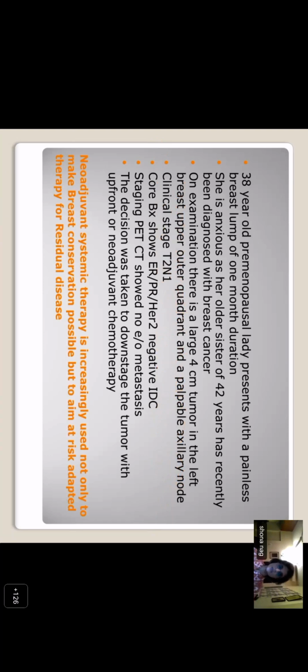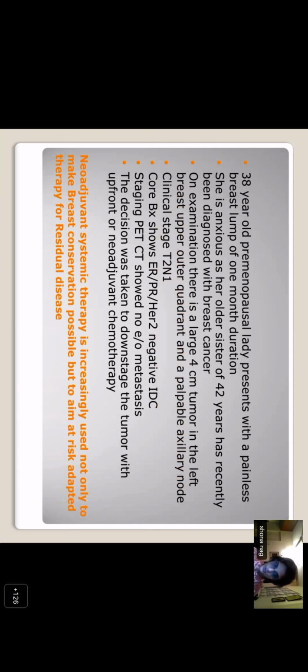So another case for you, a 38-year-old premenopausal lady comes with a painless breast lump of a month's duration. She's very anxious as her older sister of 42 has recently been diagnosed with breast cancer. On examination, a 4-centimeter tumor is seen in the left breast upper outer quadrant, palpable axillary nodes. She has a clinical stage T2N1 disease.